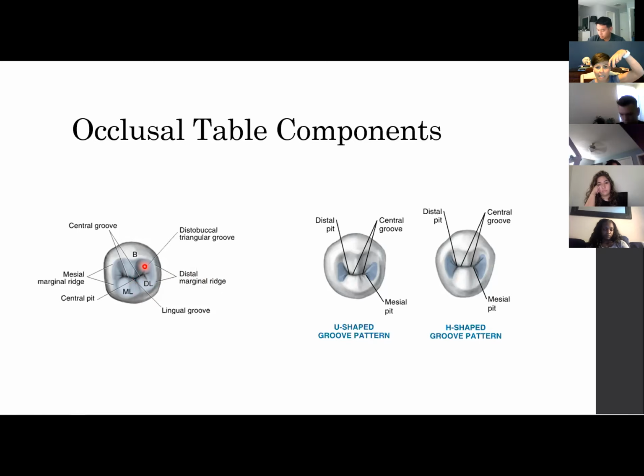Has anybody seen the snake eye fillings where you get 2 pits in the premolars? Like little snake eyes. You end up with decay here and here in the mesial pit and the distal pit, and they look like dice, 2 little snake eyes.